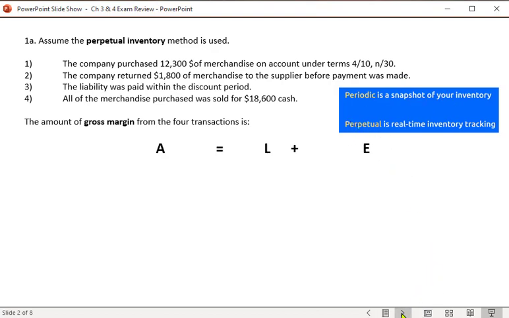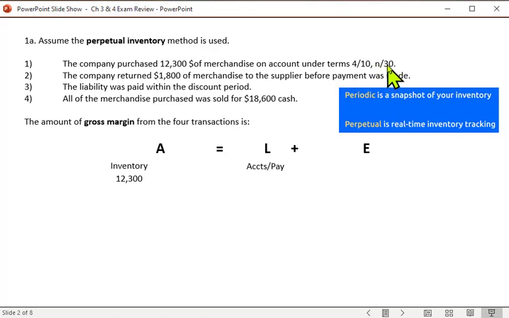Okay, so here's our accounting equation. And here's some accounts we're going to use. And the first transaction, the company purchased $12,300 of inventory on account, which means they haven't paid for it, under the terms of 4/10 net 30, which means that they will get a 4% discount on this inventory, a cash discount, if they pay within 10 days.